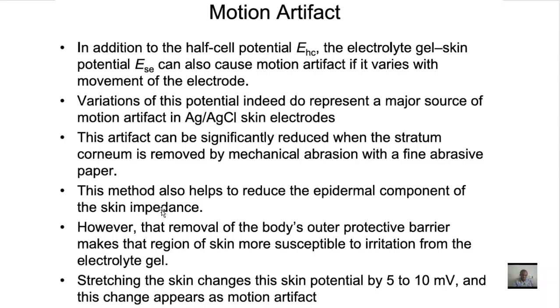However, the removal of the body's outer protective barrier makes the region of skin more susceptible to irritation from the electrolyte gel. If you apply the electrolyte gel, because the outer surface is removed, it will cause more irritation. Stretching the skin changes the skin potential by 5 to 10 millivolts, and this change appears as motion artifact.